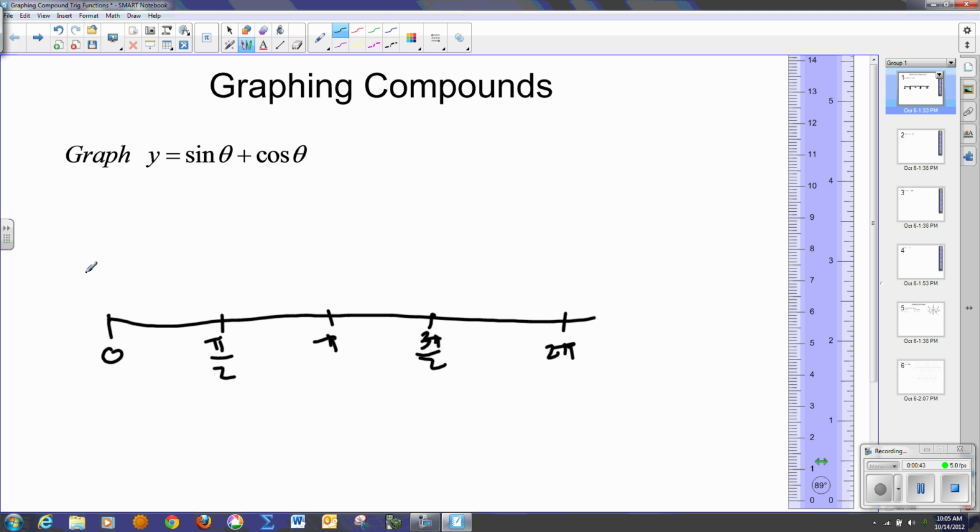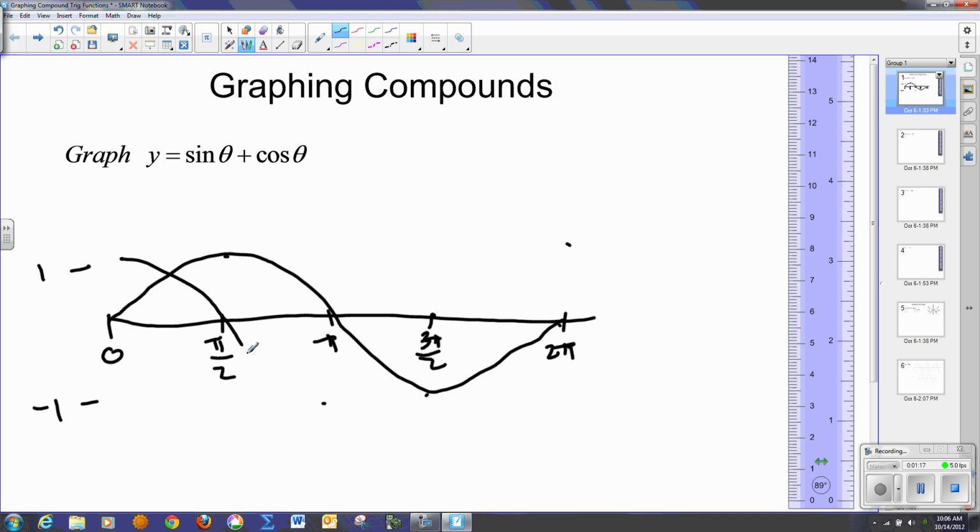My sine graph goes between 1 and -1, and we go from 1 to 0 to -1 to 0 again, and we know that looks something similar to this. The cosine graph starts at 1, goes to 0, down to -1, up to 0, and back to 1. So that graph's going to look very similar to this.